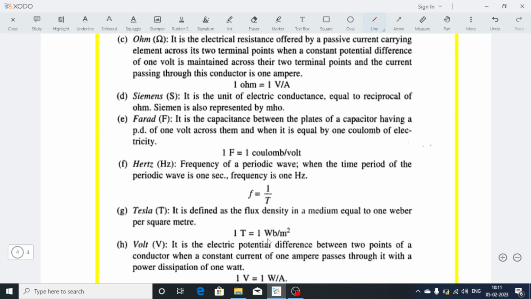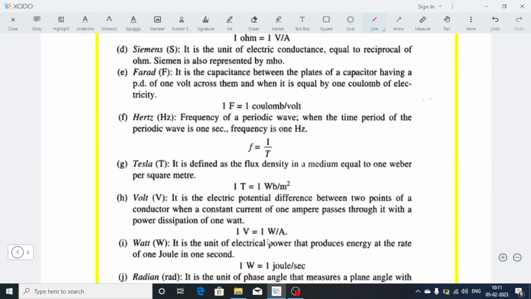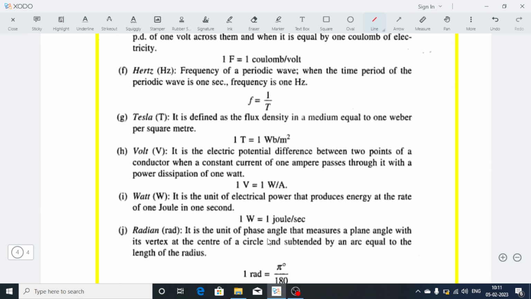Tesla. It is defined as the flux density in a medium equal to 1 Weber per square meter. Volt. It is the electric potential difference between 2 points of a conductor when a constant current of 1 ampere passes through it with a power dissipation of 1 watt. Watt. It is the unit of electrical power that produces energy at the rate of 1 joule in 1 second.